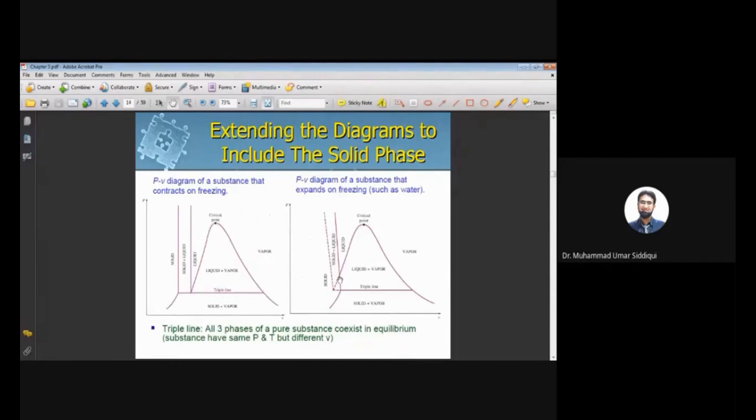Then we discussed the extended diagrams, where we can also include the solid phase, but I told you that you just need to memorize these diagrams. We are not going to use them in calculations. They're just for your knowledge. So we talked about PV diagrams for the case of a substance that contracts on freezing, or for the case of a substance that expands on freezing, such as water.